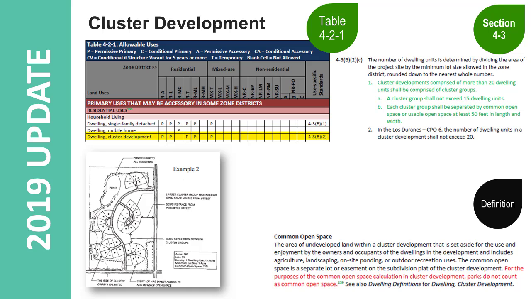So it may spread out your development a little bit, but I think it meets the image of what cluster development really should look like and feel like. So that's in those new use-specific standards. And then a definition of common open space made clear in 2019 that you cannot count any parks that you do as part of your subdivision as common open space. So really going back to the intent that these are somewhat natural areas.